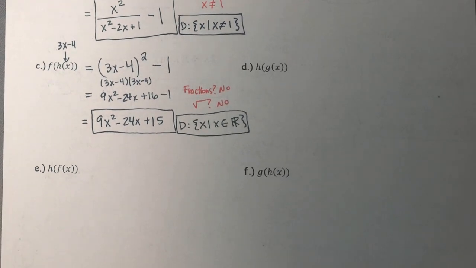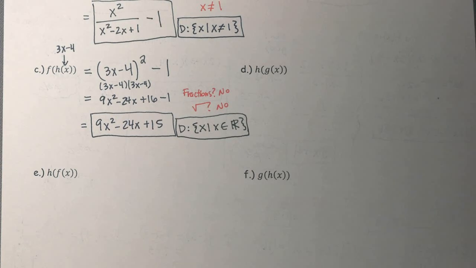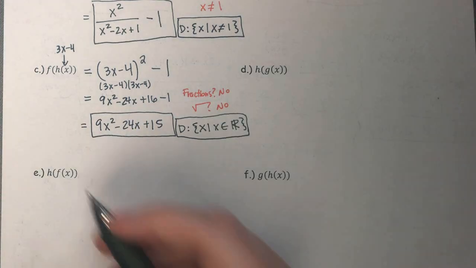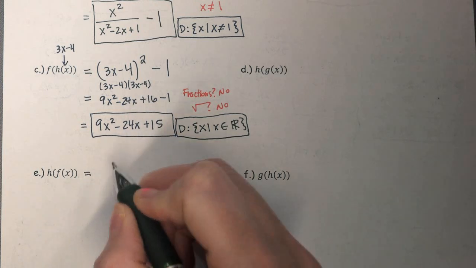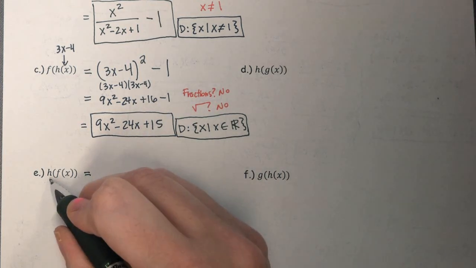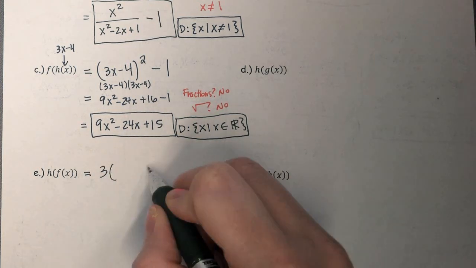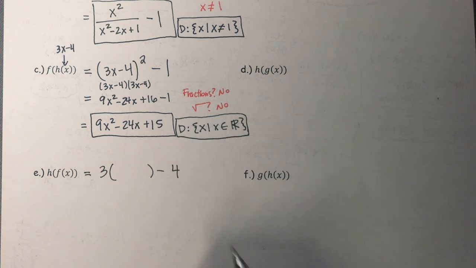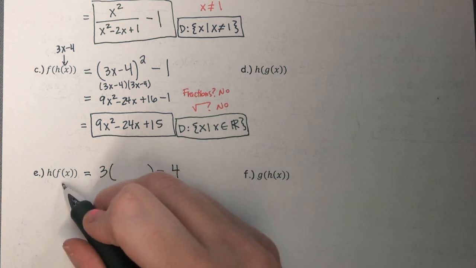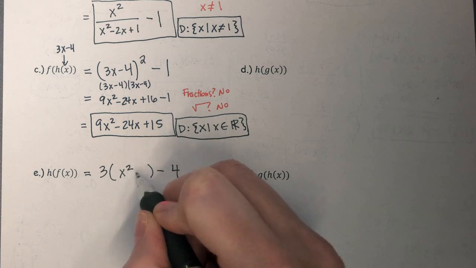All right, do you guys want to try the setup for E without me? I guess I'll try it. Okay, let's try. 3 times x squared minus 1 minus 4. Yep, so your h of x is 3x minus 4. And then you're going to plug in your f of x, which is x squared minus 1.